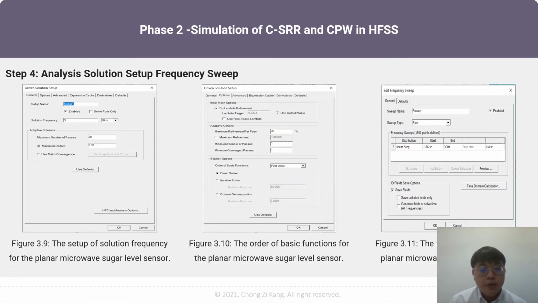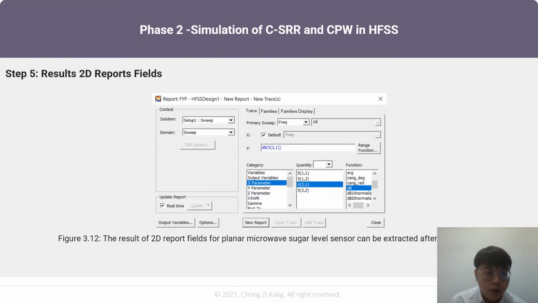And after properly assigning the structure boundary condition and excitation, the next step is to add the analysis setup as illustrated in the figures shown, and the structure was simulated at a suitable solution frequency, 3 GHz in this case. And the last two steps in phase 2 are to generate the result in 2D report fields. The magnitude and the phase of the S parameters were extracted after the simulation was finished and illustrated in the figures below.